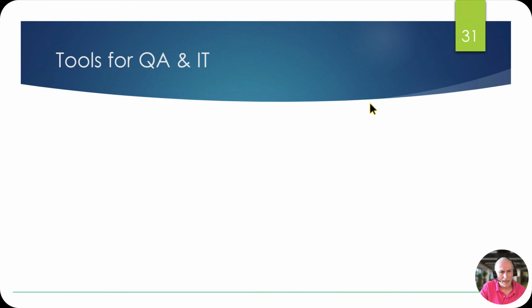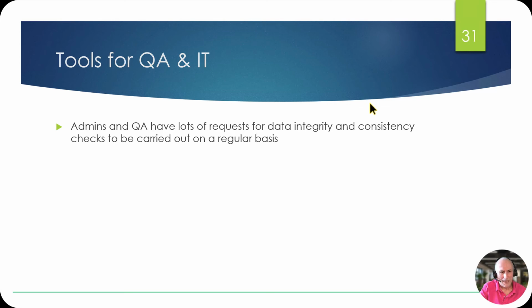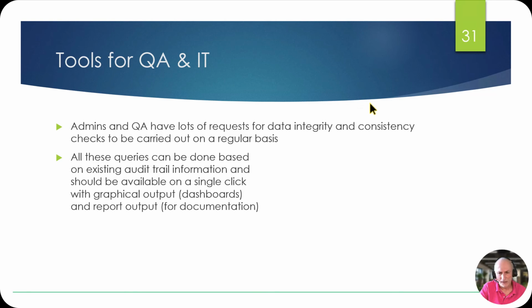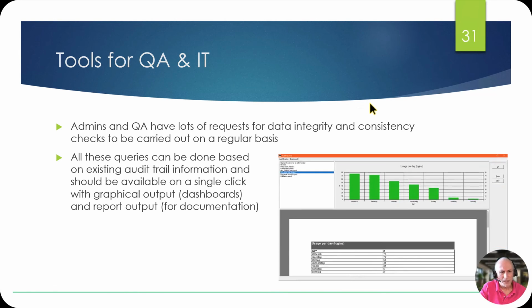Tools for QA and IT. Admins and QA have lots of requests for data integrity and consistency checks to be carried out on a regular basis. All these queries can be done based on existing audit trail information and should be available on a single click with graphical output, dashboards, and report output, and documentation.